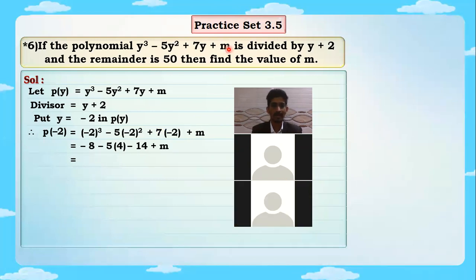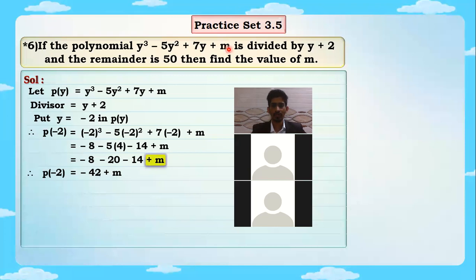After this, -8 as it is, let's open this bracket. -5 into 4, that is -20, -14 as it is, plus m. Let's solve the like terms. Numbers we will solve: -8, -20, -14. If you solve this, students, you will get the answer as -42 plus m.